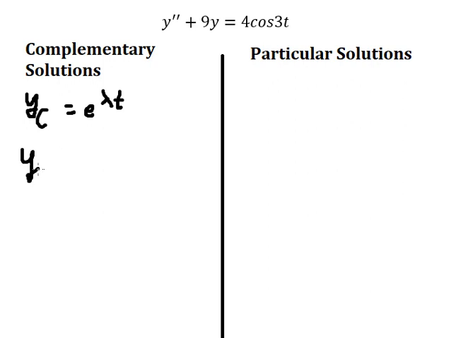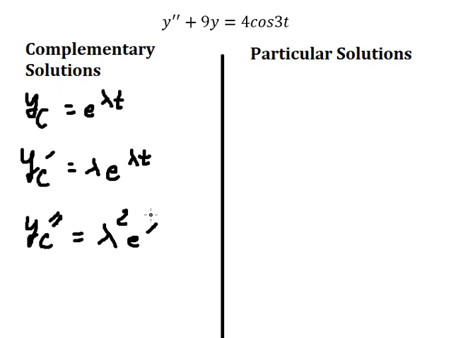Later we need to find first the derivative of yc, and we have lambda e to the power of lambda t. So when we take the first derivative of this one, we keep the same e to the power of lambda t. Later we need to take the derivative of lambda t, and you get lambda. Now we go to the second derivative of yc, and we have lambda square e to the power of lambda t. And now we have this one.